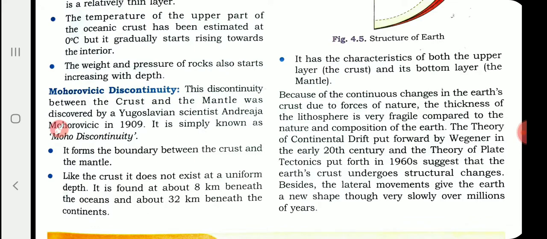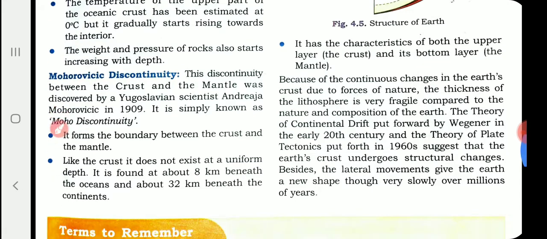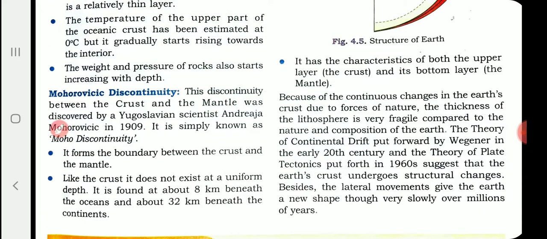Because of the continuous changes in the earth's crust due to forces of nature, that is volcanoes and earthquakes, the lithosphere is very fragile compared to the nature and the composition of the earth. The thickness of the crust is very weak. Fragile means very weak, comparing to the nature and composition of the earth.